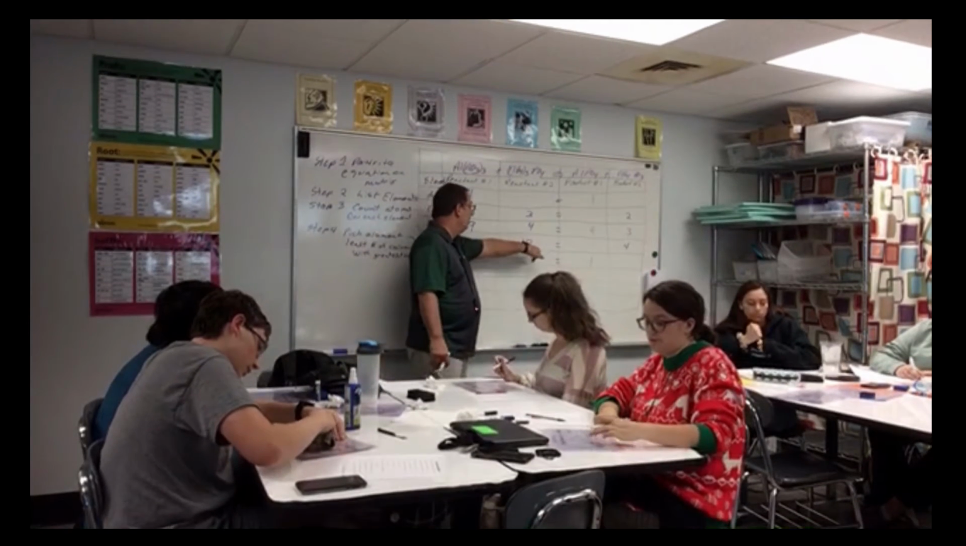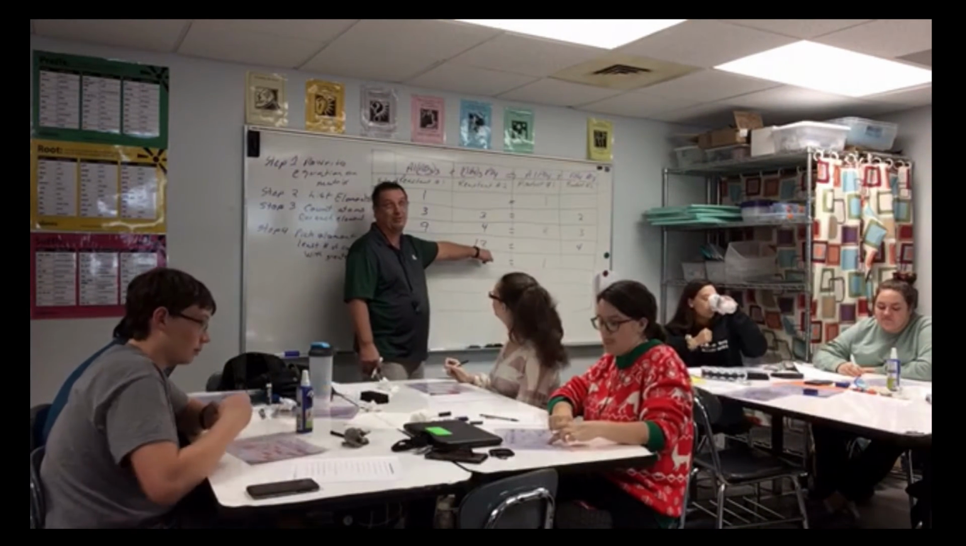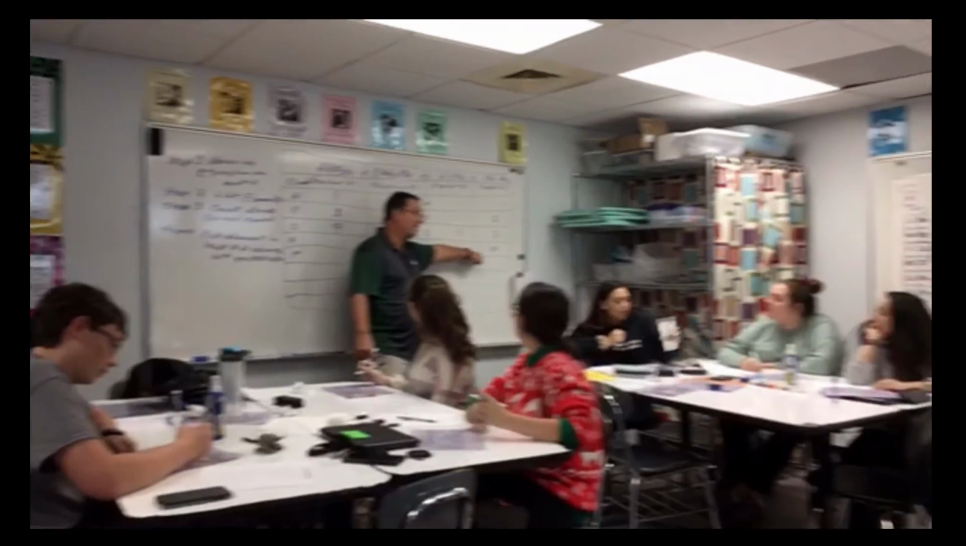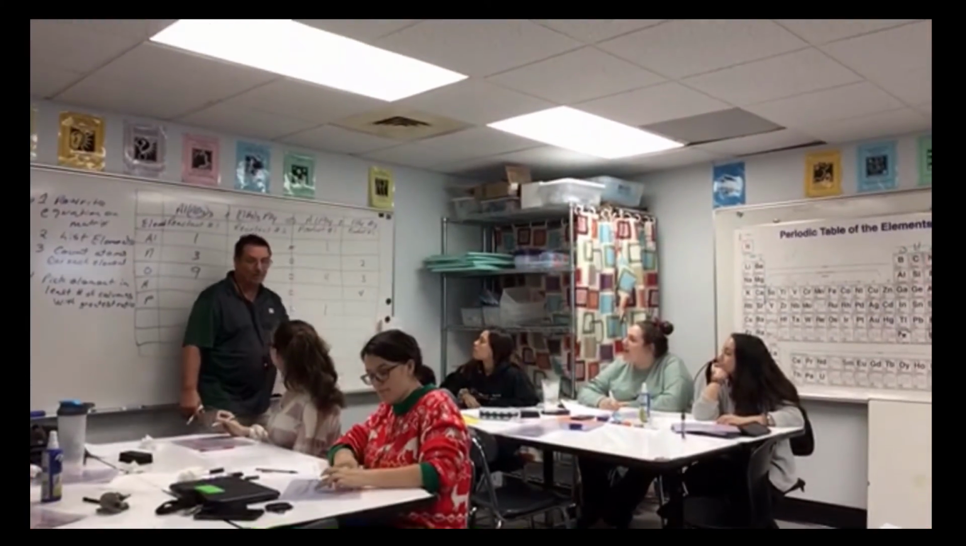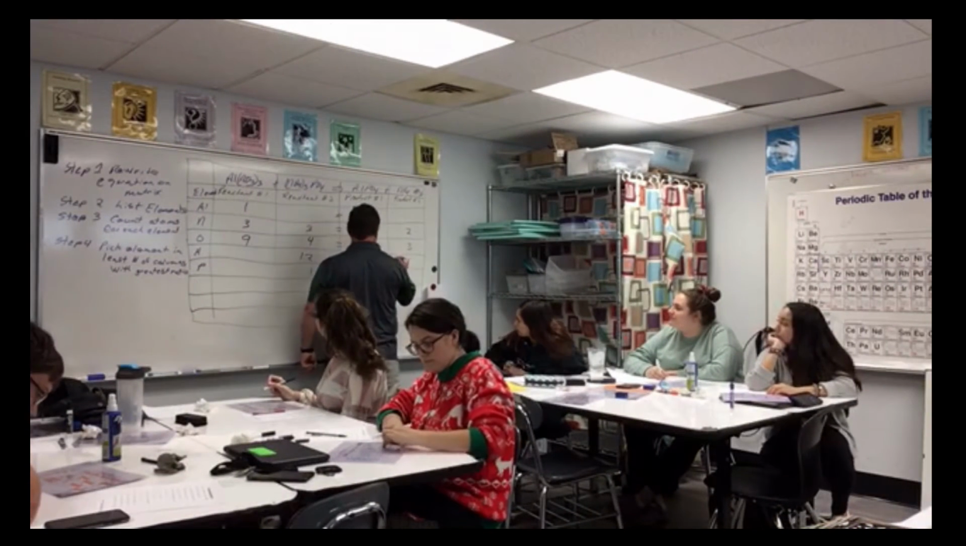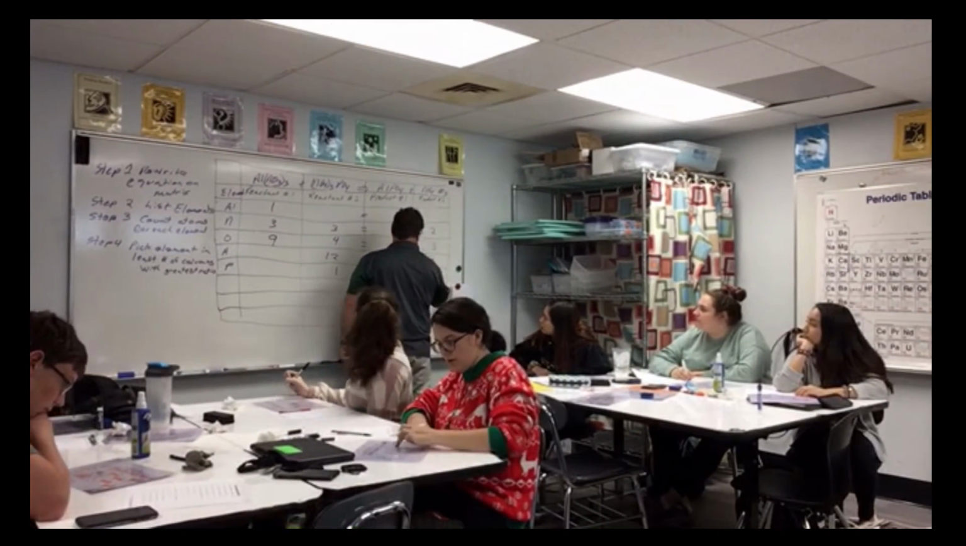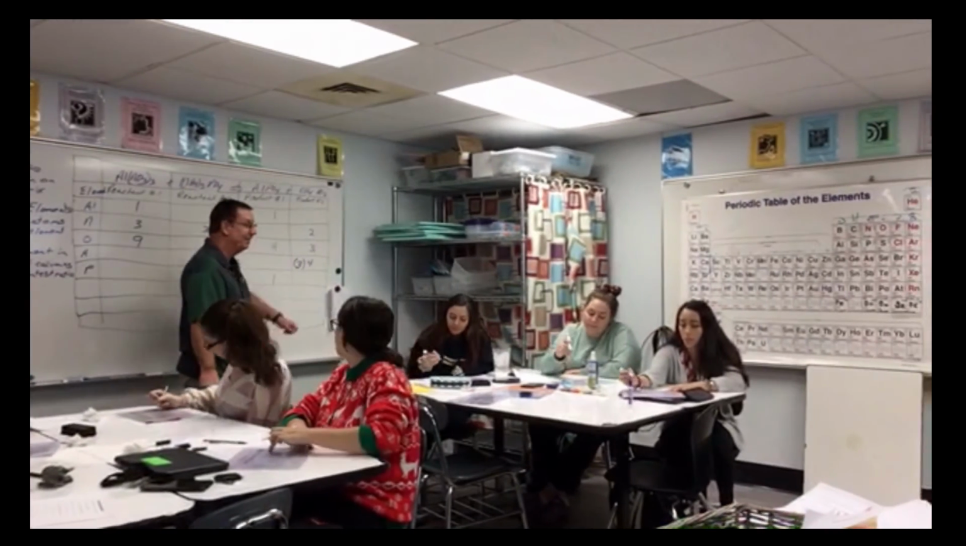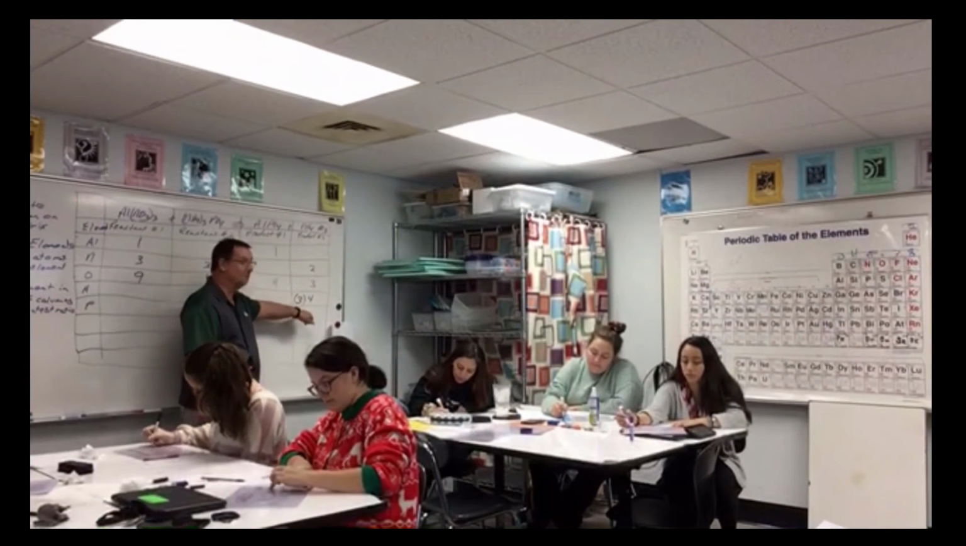Now, we have 12 hydrogen coming into the reaction. How many do we have coming out? 4. So, what do we do? Multiply by 3. Oh, because 4 times 3, so never mind. Got it. 4 times 3 is 12.